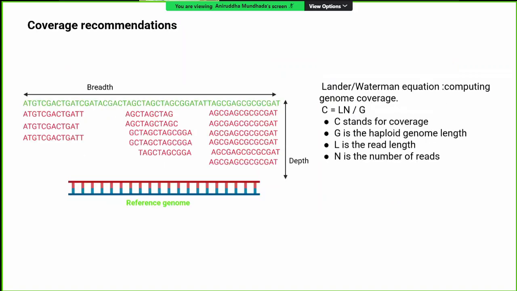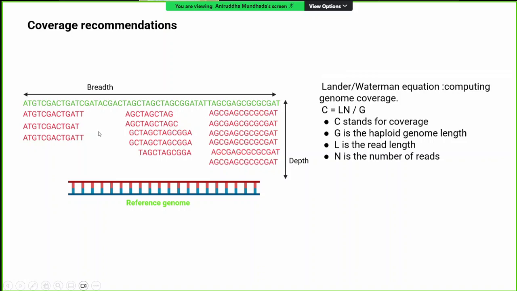Coming to coverage recommendations, there are a few terms which are defined in ctDNA analysis, and that is the breadth or the depth of sequencing. The breadth is the extension of the whole read sequence as compared to the reference genome, and in the depth we can see the multiple reads which correspond to the reference genome. In this case, on the right-hand side it would be 6x depth as compared to the left-hand side, which is 3x depth.